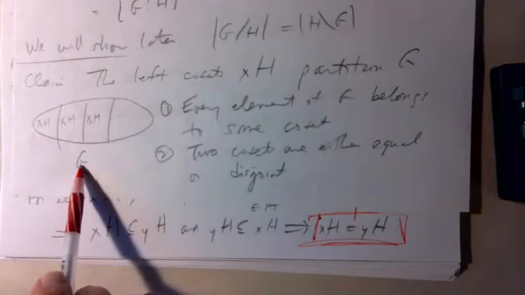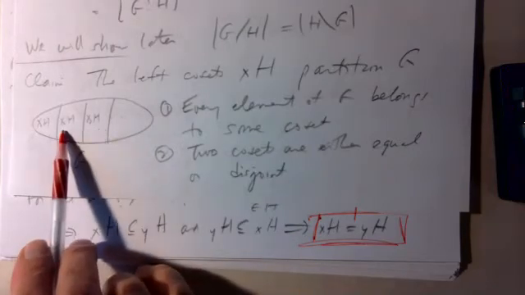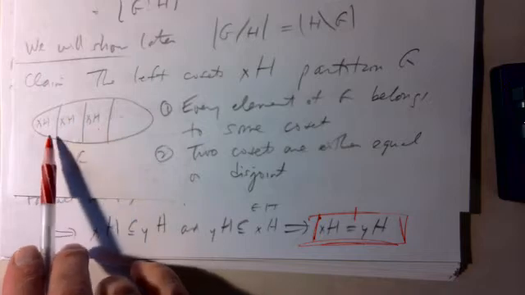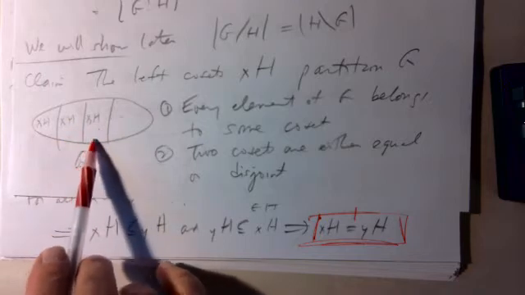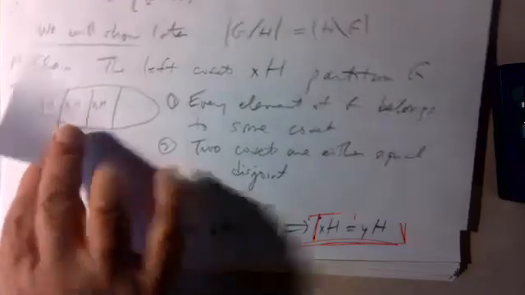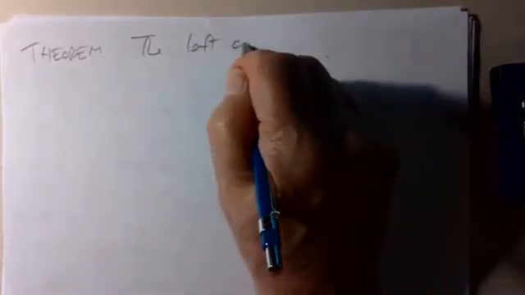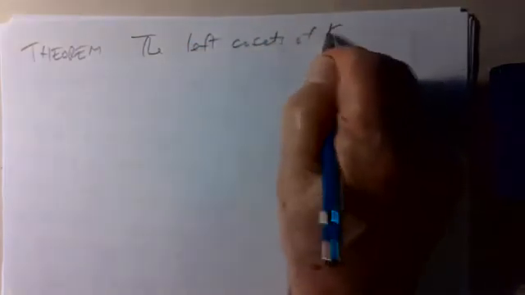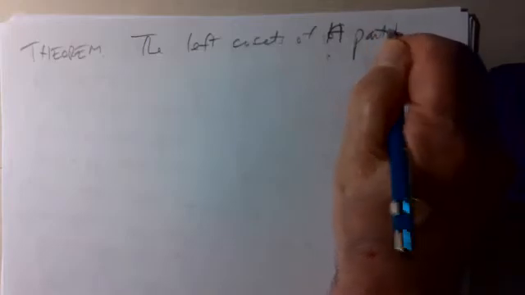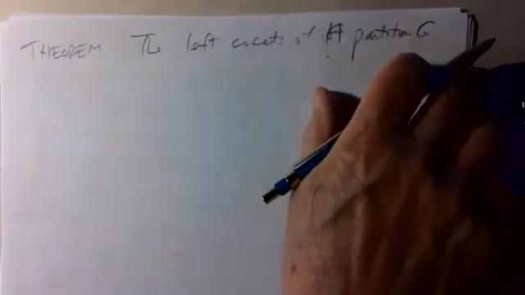So this tells us exactly, if I look at the group G and I look at all the left cosets, every element is in one of these left cosets, and these left cosets are pairwise disjoint, so they do partition the group G. So I've just given a proof of the theorem: the left cosets of H partition the group G.